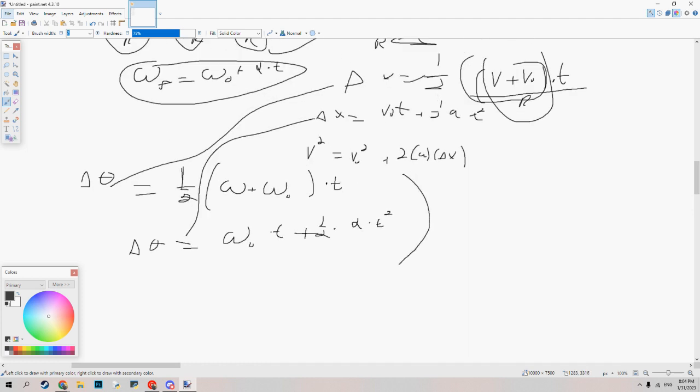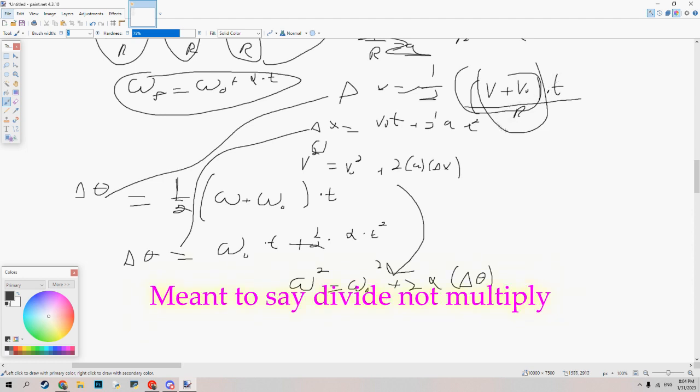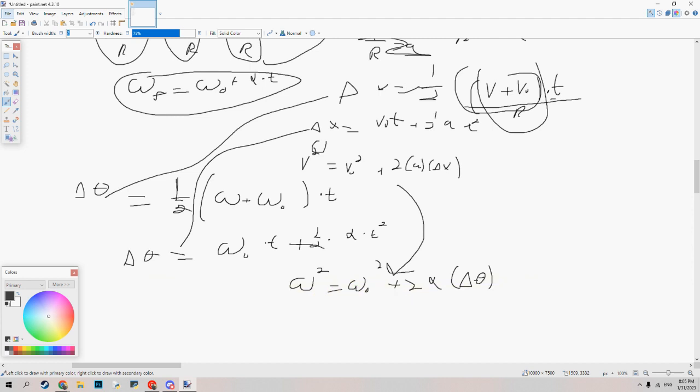And lastly, this function, which is probably my least favorite, mostly because of these, but that's irrelevant. This function just tells us in angular momentum, I keep calling it momentum, angular kinematics, that omega final squared is equal to omega initial squared plus 2 times alpha times delta theta, because you divide everything by radius again. You don't divide time by radius if you can help it, but everything else should be divided by radius.